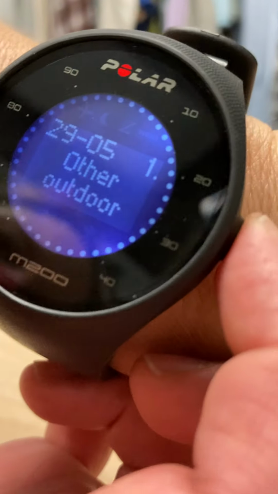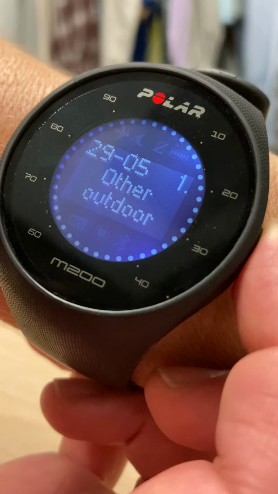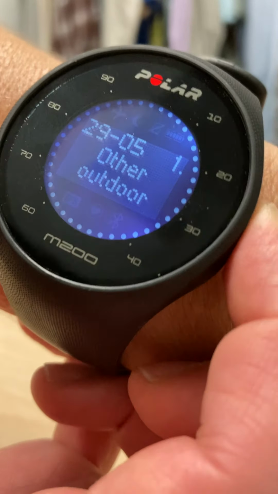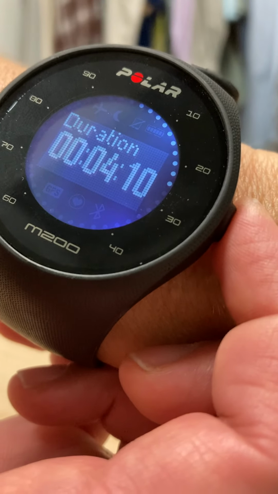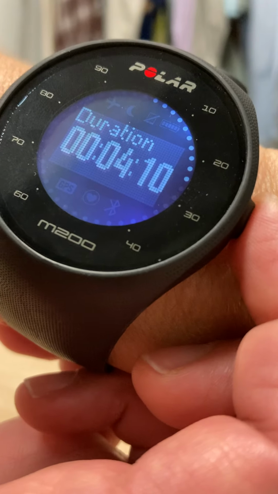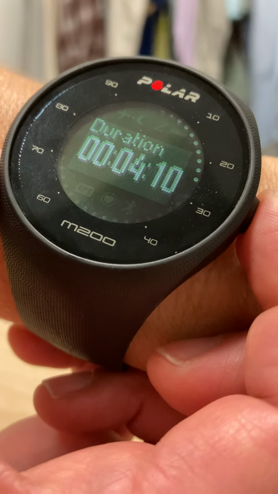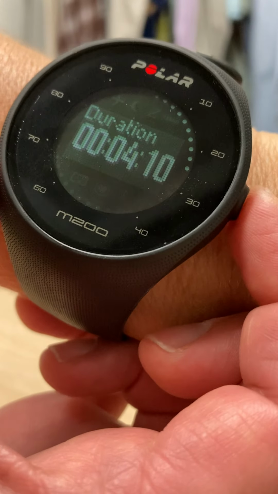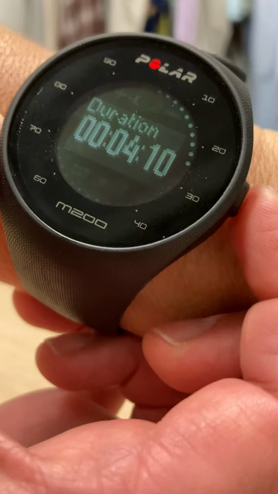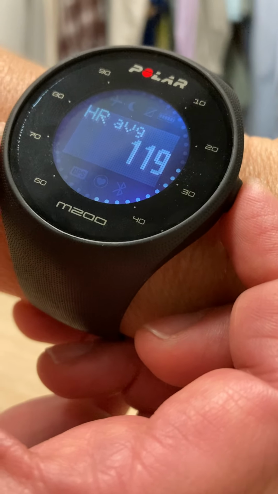And it's going to demonstrate other outdoor. That was what we did. So I'm going to push it again. Long push, sorry. And this is going to show you the various things that I did. So after I actually set up the training for the last one, I took a run around the school and I came back. So I ran for 4 minutes and 10 seconds. That's the duration.